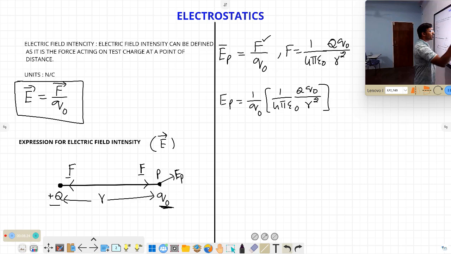There are many different methods to solve this. We are just taking one of the methods. Q naught gets cancelled. So the electric field intensity at that point is equal to, I can write, 1 by 4 pi epsilon naught, that is Q by R square, is the formula.